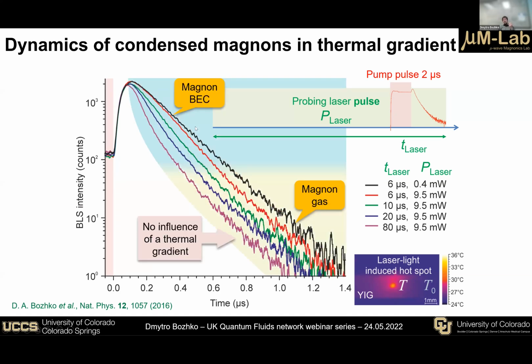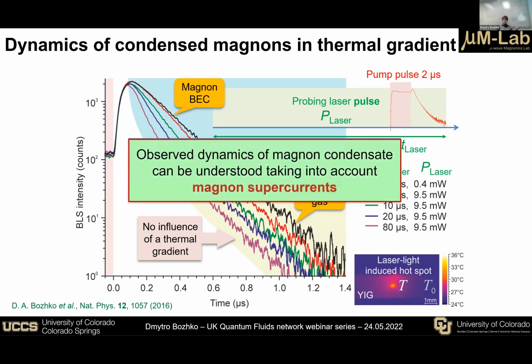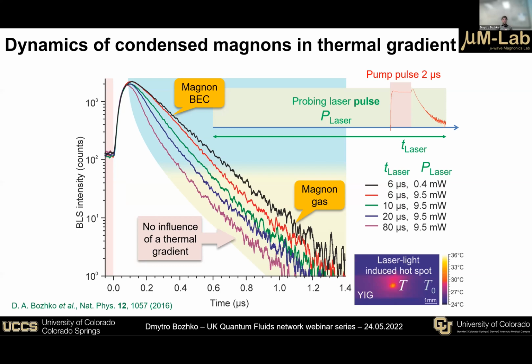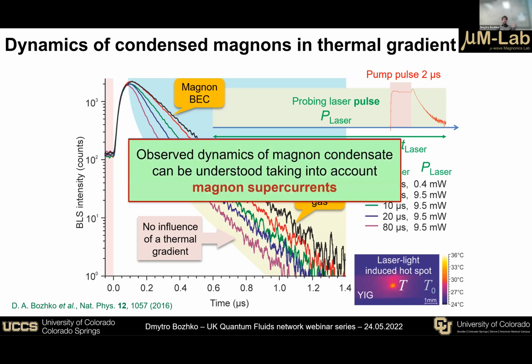Which is associated with, here at the bottom, at the lower population, a magnon gas, and at the higher magnon population, that's a magnon BEC. So, how is the magnon BEC affected by the heating? Well, this is from the original idea.